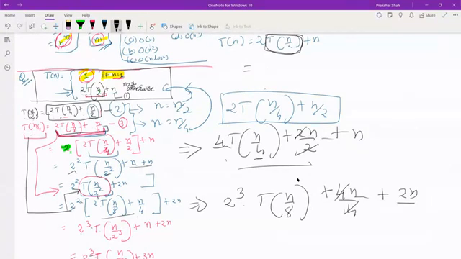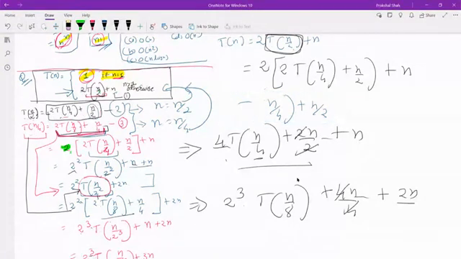Right? So if you put this, what will you get? Instead of this t of n by 2, the entire term you need to put here: 2t of n by 4 plus n by 2, plus n. Correct, sir. Correct? Okay. Now, what did we do after this? We just multiplied it here.